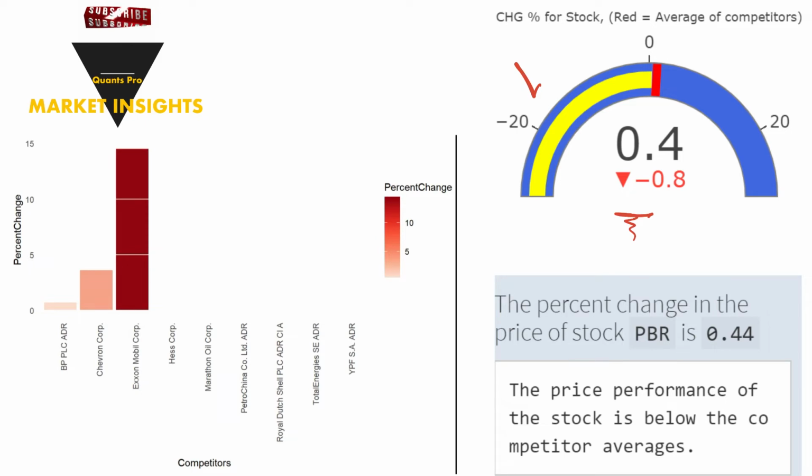In the gauge chart, the price change of the stock on the last trading day is compared with its competitors in the graph showing the price performance for the stock, considering its competitors in the market. The yellow color shows the daily percentage change in the share price. The red color gives the average of the percentage price changes in the competitors' shares.